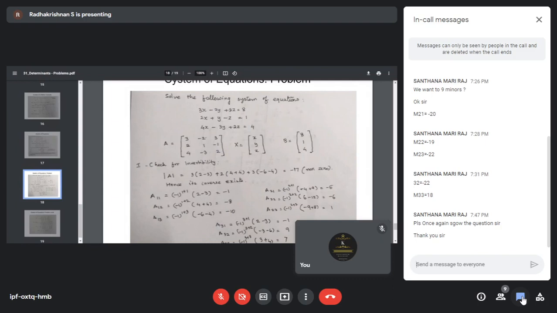Okay, so next class we are going to start the next chapter, that is I think vector algebra. So I'll start with vector algebra next class. Maybe 1 or 2 classes we will do the vector algebra. அதுக்கப்புறம் I think differentiation and all that comes. Okay. Sure.